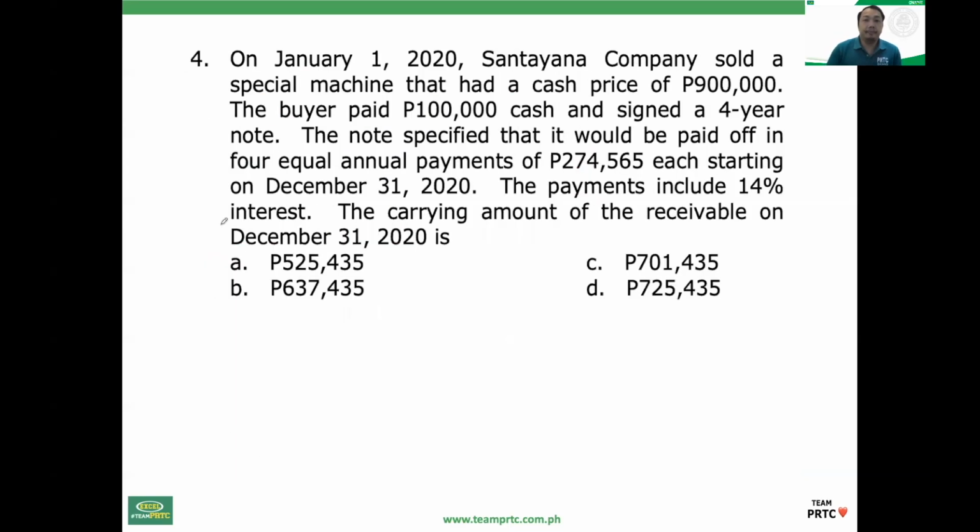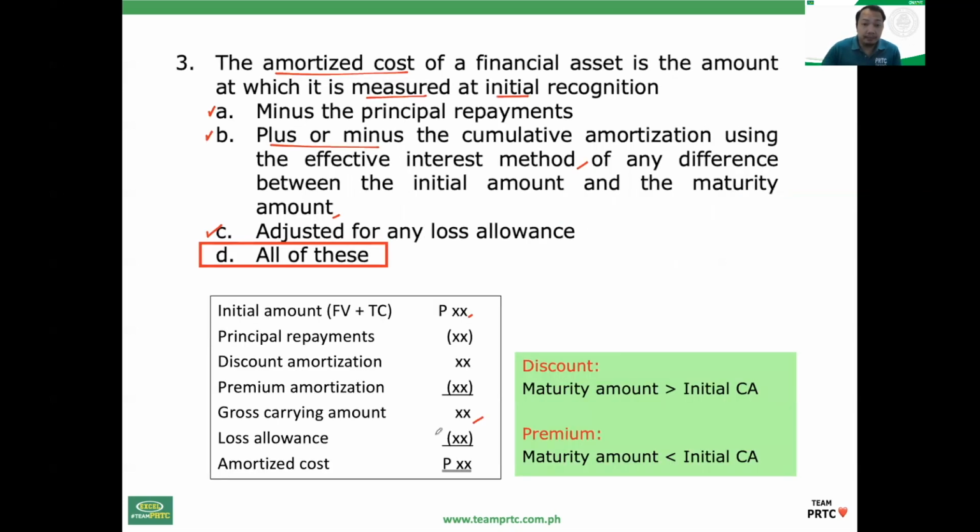Number 4. The requirement, CA, carrying amount, at December 31, 2020. On January 1, 2020, the company sold a machine. Cash price, 900,000. So yung cash price na yan na 900,000, that's the present value of all the cash flows. Terms, 100,000 cash. The balance, 4-year note. The note is installment. 274,565 each starting on December 31, 2020. So yung 274,565 na yan, may kasamang 14% interest. So in this case, wala tayong discount premium.